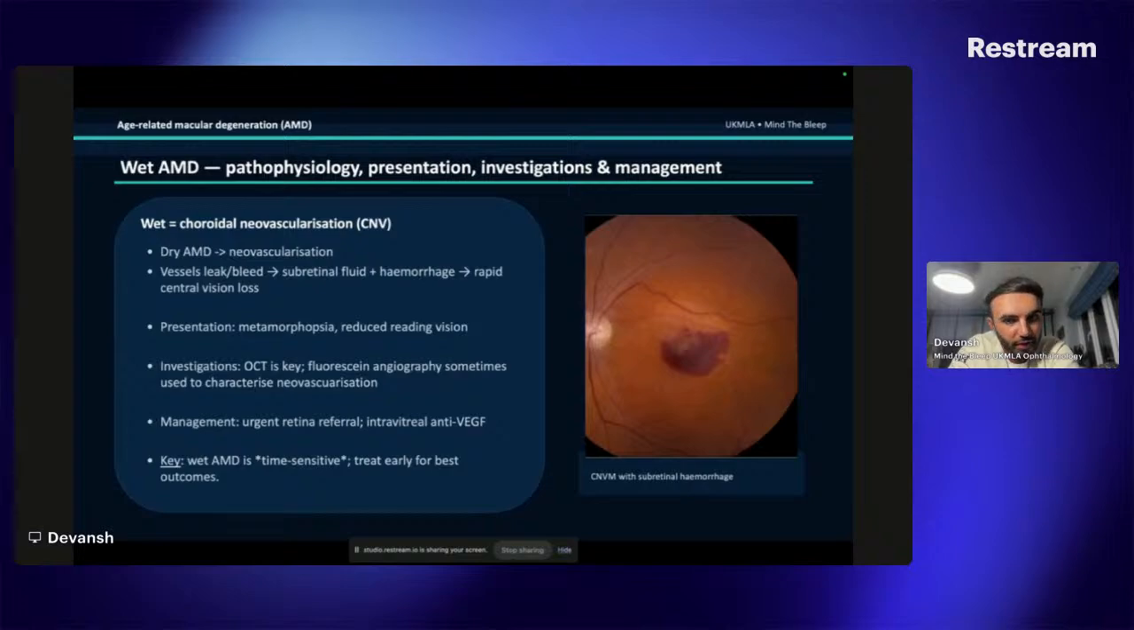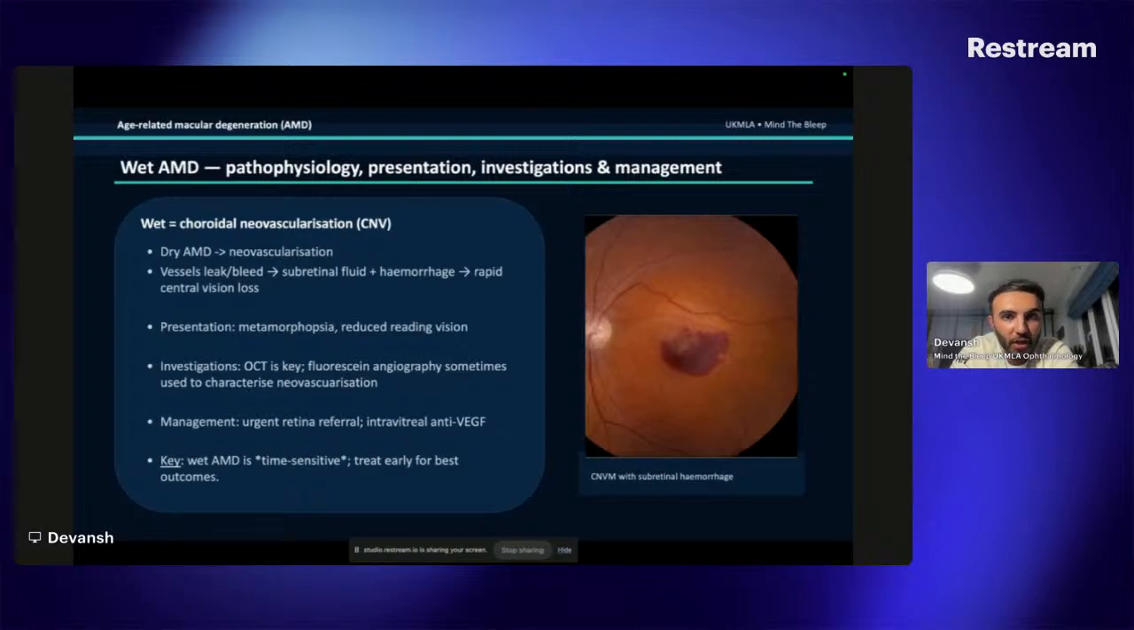Presentation, we've already discussed reduced visual acuity, straight lines appearing blurry, metamorphopsia as we've discussed. Investigations wise, OCT is absolutely crucial here. Fluorescein angiography can be very helpful as well to characterize where the neovascularization is taking place.